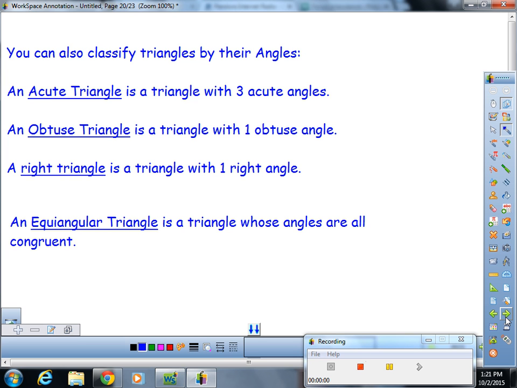You can also classify triangles by their angles. An acute triangle is a triangle with three acute angles. An obtuse triangle is a triangle with one obtuse angle. One, of course one. If you had more than one, it wouldn't make a triangle, right? And then one right angle determines a right triangle. An equiangular triangle is a triangle whose angles are all congruent. An equiangular triangle is a type of acute triangle.